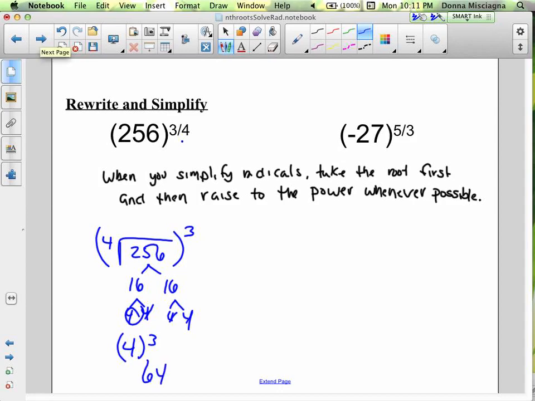Let's look at the other problem here. We have negative 27 to the 5/3 power. That's the same as the cube root of negative 27 to the 5th power. Parentheses are optional, right? Because it's an odd index, but it does look nicer. So we're going to take the radical first. Cube root of negative 27 is negative 3. And then we're going to raise negative 3 to the 5th power. That's going to be negative 243. And there we go.